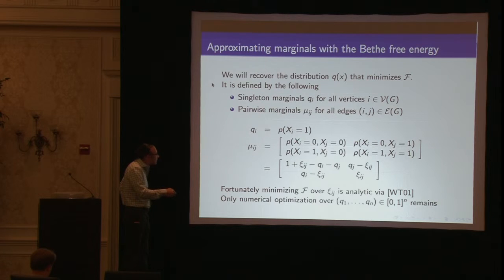Turns out we can rewrite this table this way as a function of these two scalars qi and qj and some other single scalar variable called xi_ij. And it turns out we can minimize over xi_ij analytically. This was known since 2001.